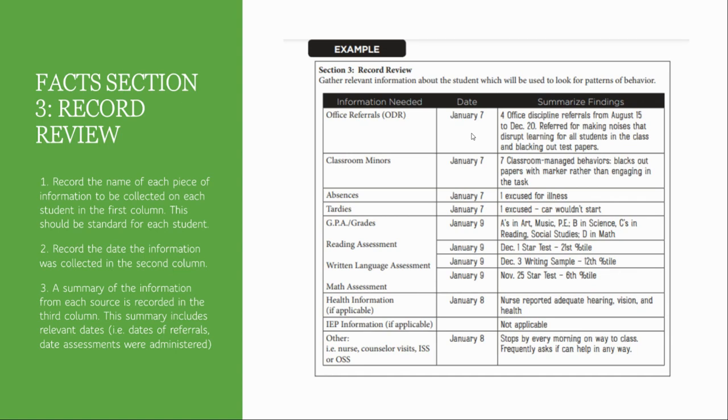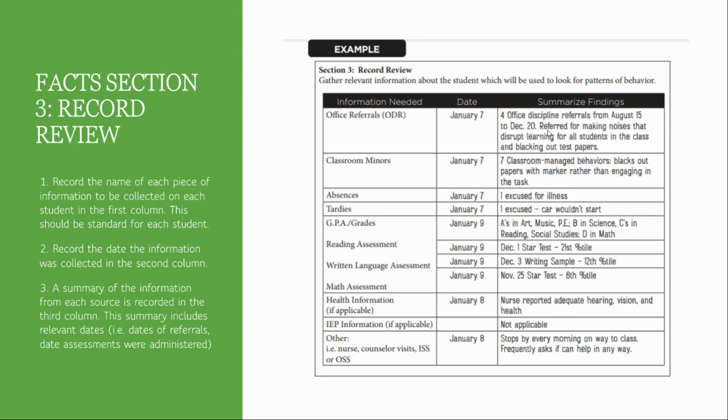And then in the third column, they're going to record a summary of the information from each source. This summary includes relevant dates, dates of referrals, dates assessments were given. So we want to be as specific as possible when we're summarizing these findings. We want to talk about the number of referrals, what was happening in the classroom, the attendance, the tardies, whatever information the team decides to collect.